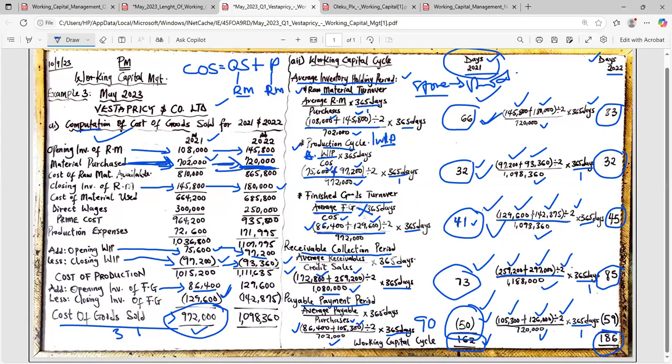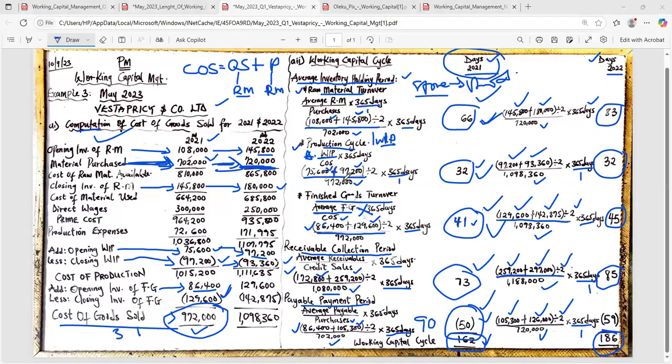Excuse me, sir. Go ahead, sir. Please, for this finished goods turnover, you said it is the number of days that the finished goods will sit in our warehouse or in our store before we sell, right? Yes. So as a way of advising, could it be that the marketing team can be advised to do more marketing so as to get the goods out, so it can reduce the number of days that the goods sit in the warehouse?